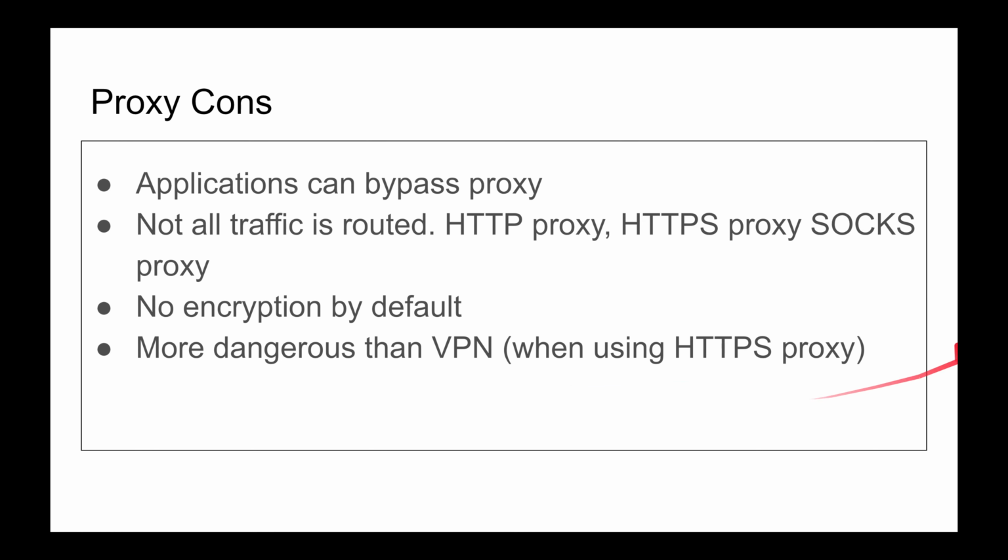And here's a bullet I added. It's more dangerous than a VPN, especially when using an HTTPS proxy. Guys, if you're using a public HTTPS proxy, you know what's going on, right? An HTTPS proxy has to look at your data, right, to make a request on your behalf. Otherwise, how does it know, right? So what most proxies do is actually terminate the TLS connection. And what does that mean? That means they serve you their certificate instead of the destination server certificate. And that means they can look at everything you're seeing, right?